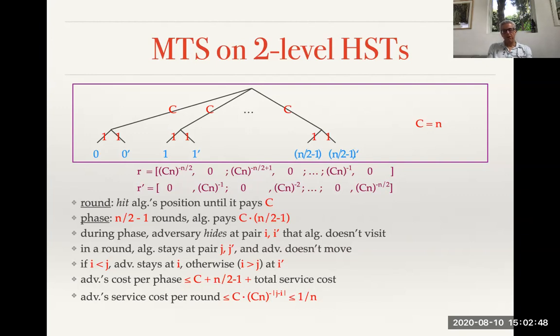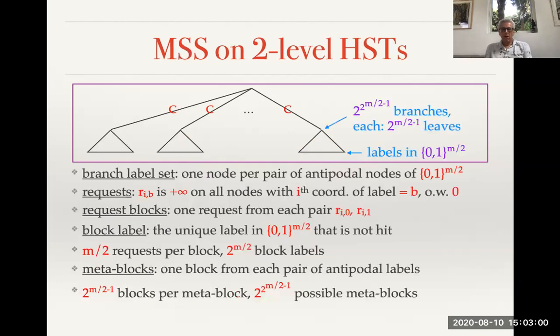With room to spare. And the ratio is, of course, linear in n, so we get a lower bound which is linear in n. Now, the other proof that I want to show quickly is what happens with metrical service systems on two-level HSTs. Again, we'll show a lower bound.